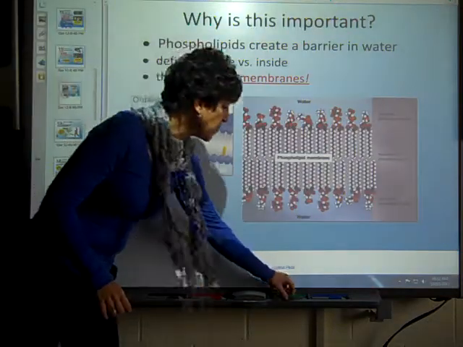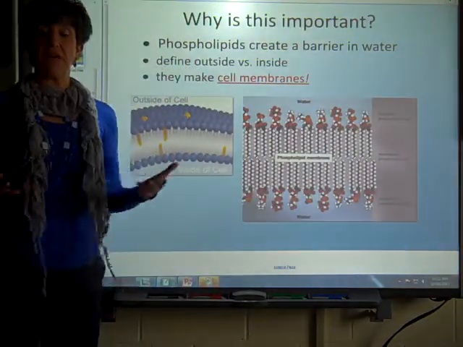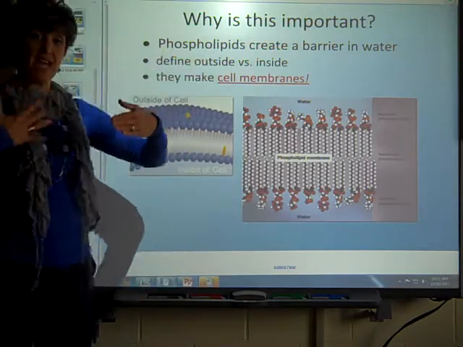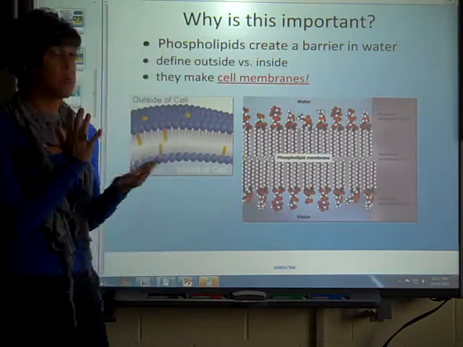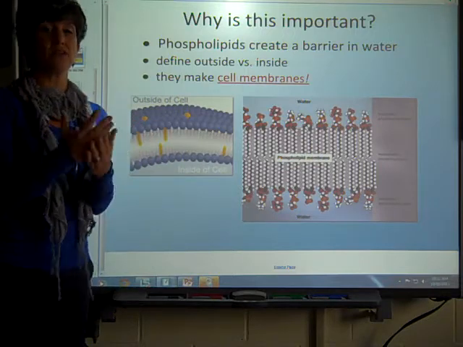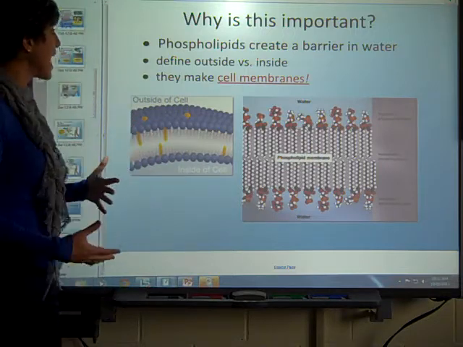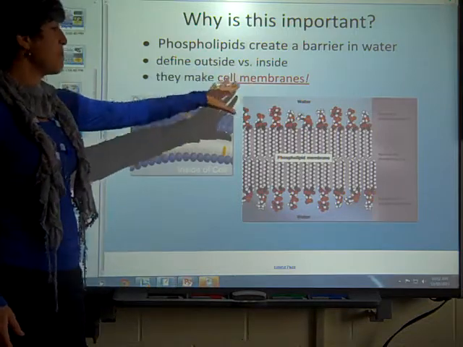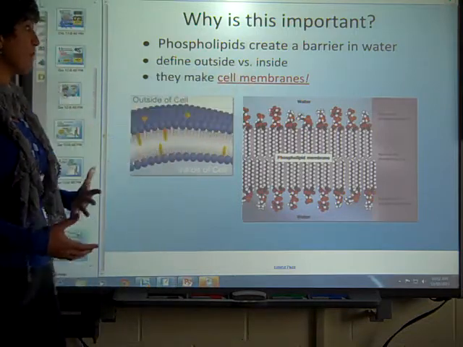All right, why is this important? So if we have a barrier, we can now keep water on one side and on the other side and have a selectively permeable membrane that will only allow certain things through at certain times. So it defines the outside versus the inside, and makes up these cell membranes and their barriers.